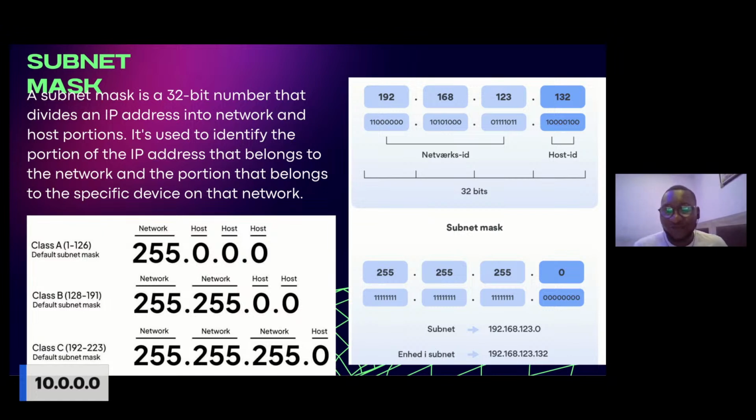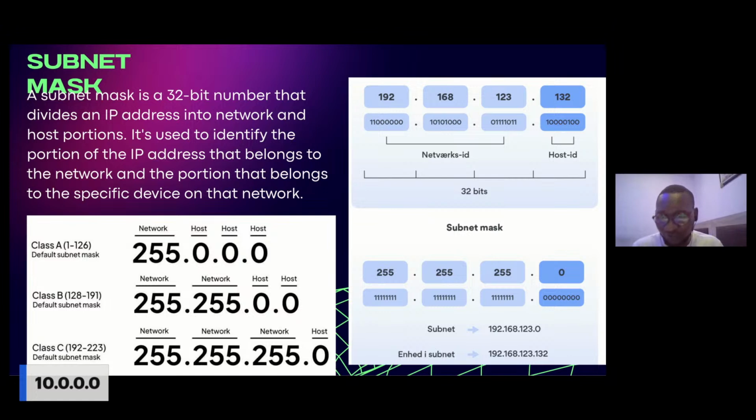A subnet mask is a 32-bit number that divides an IP. It's used to identify the portion of the IP address that belongs to the network, and the portion that belongs to the specific device on that network. So you use this to say, okay, this particular part is for the network, and this particular number is for your device, maybe your phone or your laptop or whatever is connected to that network.